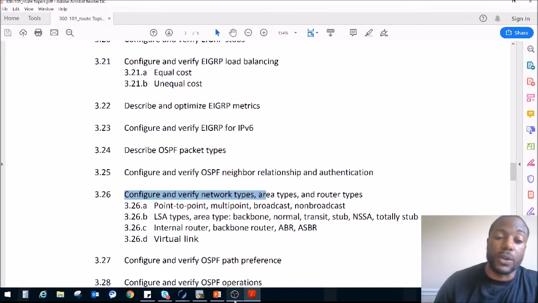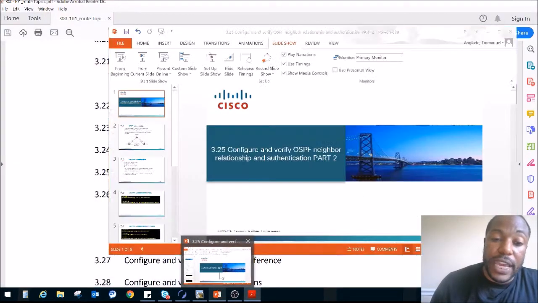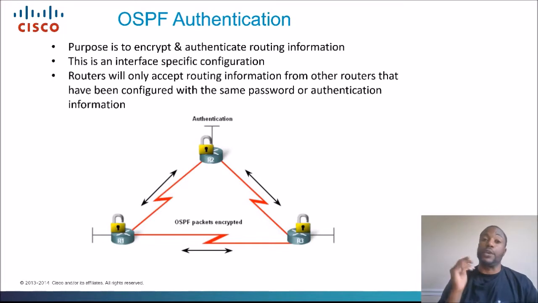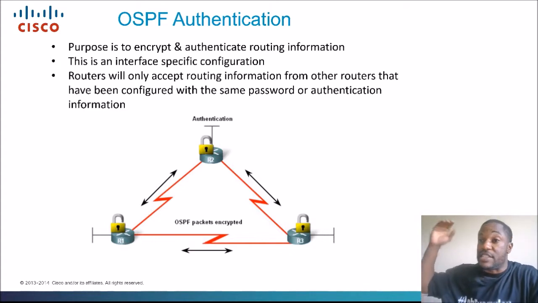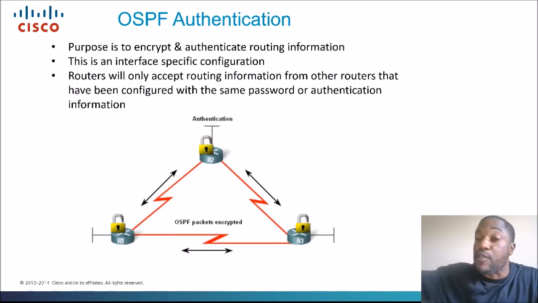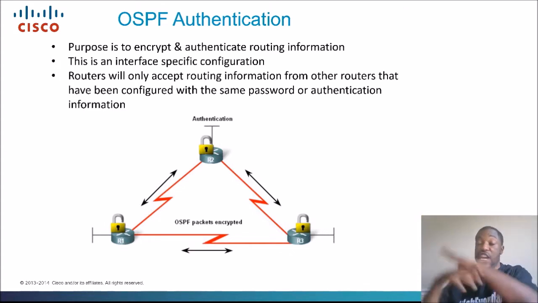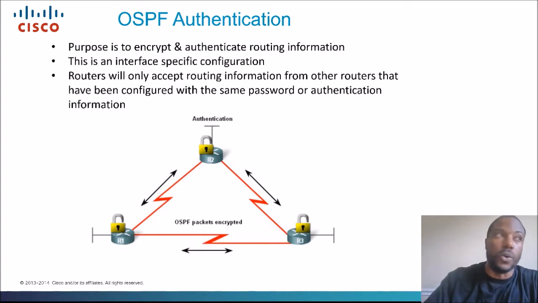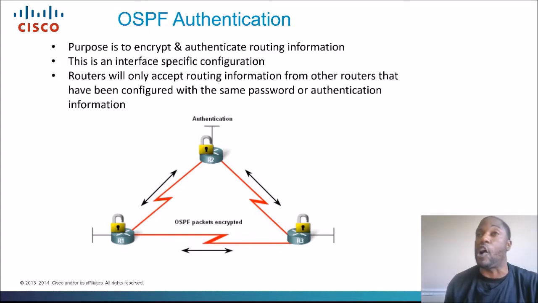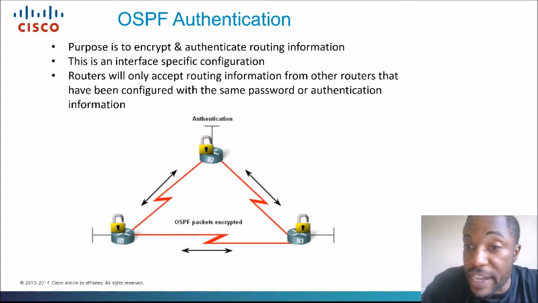Let's take a look at these slides real quick and break down OSPF authentication. The purpose is to encrypt and authenticate routing information, right? Let's say you got some routers in your network, they're OSPF. If anybody can get onto your network and get your OSPF routes, they can pretty much change your network topology and hack your network, really. So that's where authentication will come in to mitigate that, or at least safeguard your OSPF routes.